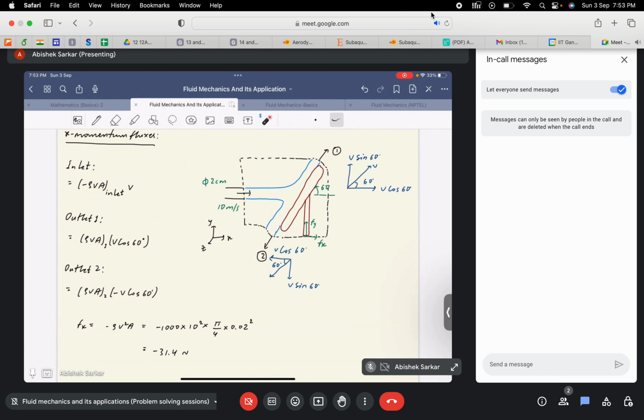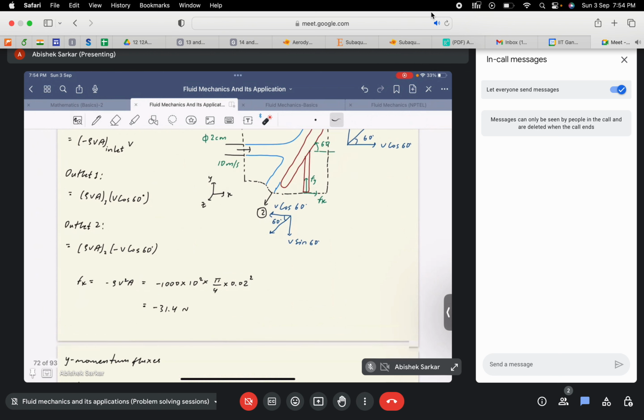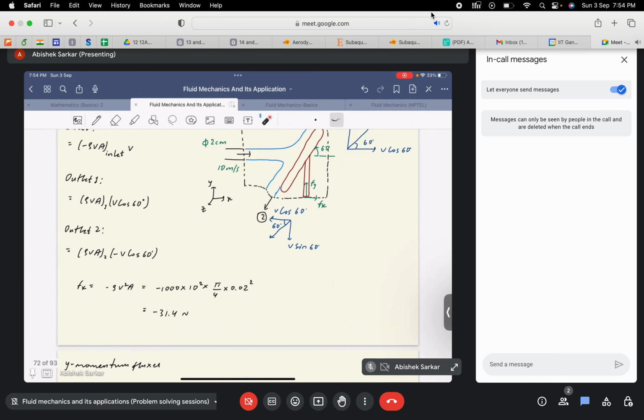Again, the velocity component along the x direction would be V cos theta. Sorry, because we are considering the x momentum fluxes, we need to consider the net flux along the x direction. So the velocity component along the x direction would be V cos theta. That's why at outlet 1, the net momentum flux along the x direction would be rho V square A cos 60 degree. Similarly, at outlet 2, we would have rho V A2. This will be positive.